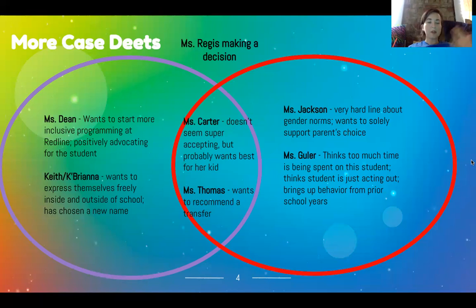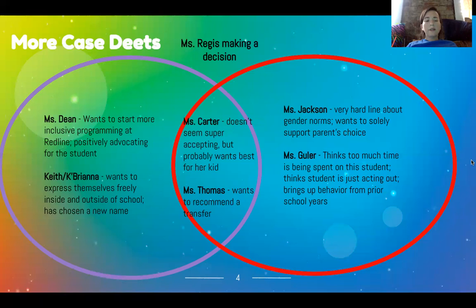And then we have the student also over in purple, because I would say the student's going to advocate for themselves, or they should. Keith, or K. Brianna, who has been really expressing themselves at school. They're a middle schooler. Middle schoolers are weird and beautiful anyways. And it seems like they are trying to represent themselves or just figure out some stuff. And they've come into school with a blonde wig and pink fingernail polish.